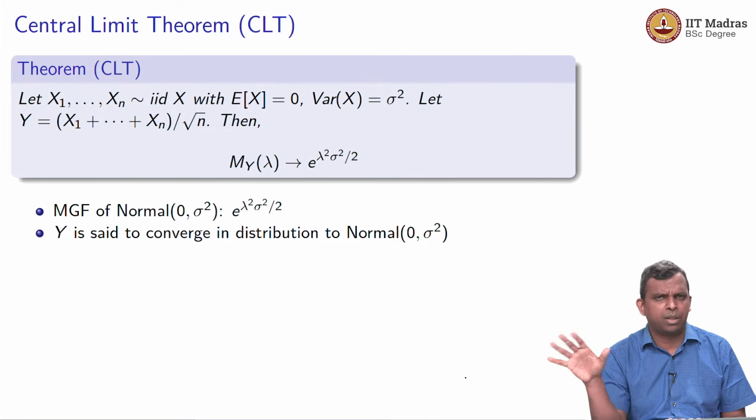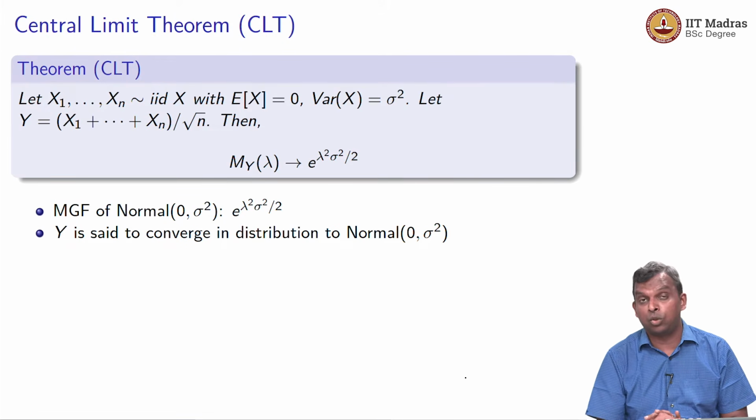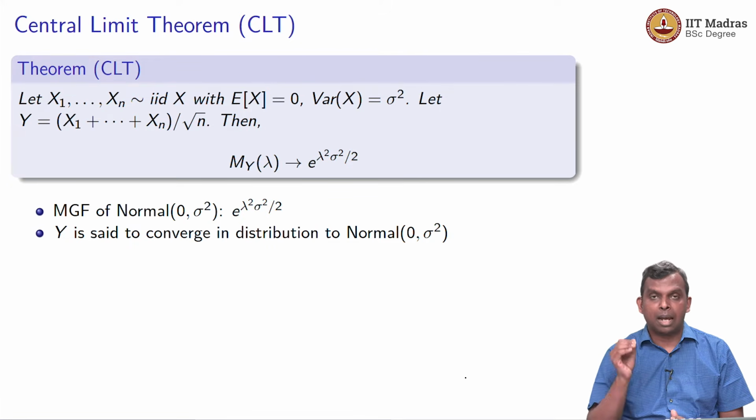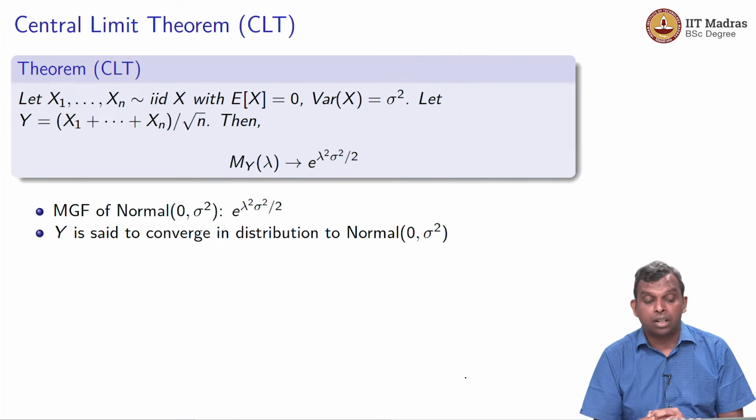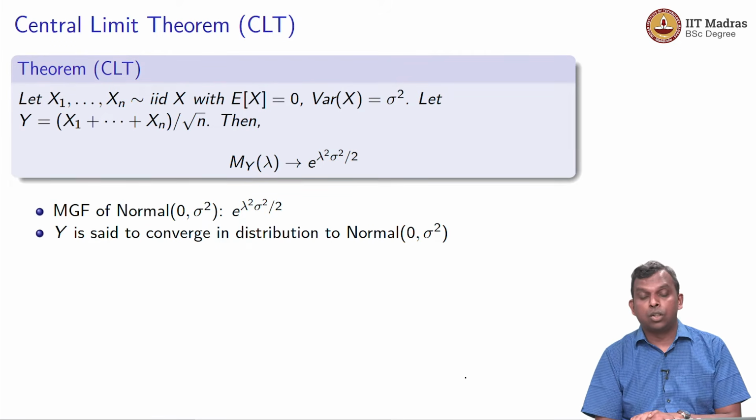It can be any distribution, it doesn't matter, these two conditions have to be satisfied. Then this MGF M_Y of lambda, as you keep increasing n, will tend towards e power lambda squared sigma squared by 2. Okay, and this is the MGF of the normal distribution. This kind of a property is called convergence in distribution. So you say your Y converges to the normal distribution in this fashion. Okay, so this is a celebrated theorem.